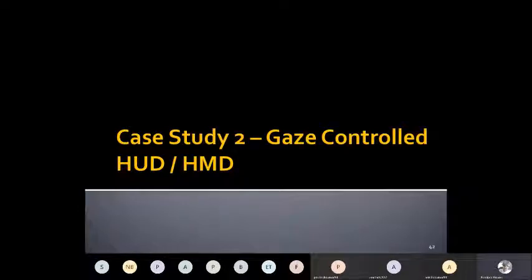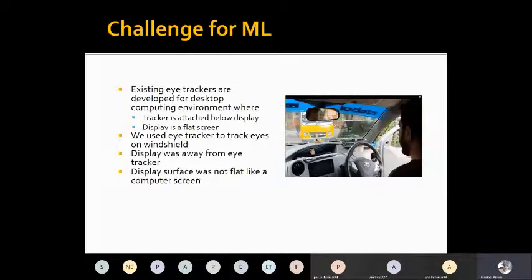So the second example is our gaze controlled head up display or HMD. I think in the very first lecture, I showed you some demonstration. So here is the underlying technology. Our main challenge was that we are trying to track eye gaze on the windshield of a car, and the windshield is not flat, rather it is kind of curved. And the eye tracker was quite far away from the windshield because it cannot track eye gaze when it is more than 2 feet away from the eye.